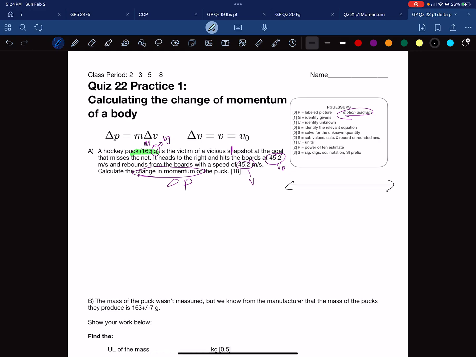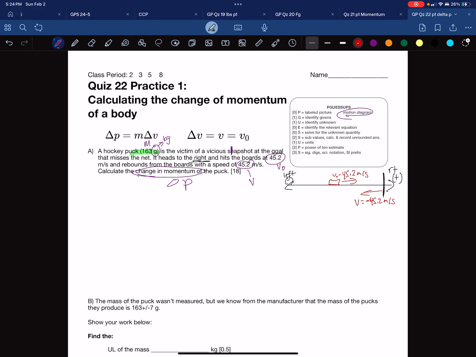And we're told it heads to the right and hits the boards. So the boards are over here. So we've got the right, which is positive, and we've got the left, which is negative. So the puck is moving this way at 45.2 meters per second, and that's the V0. And then it bounces off and heads in this direction, and that's the V, which is also 45.2 meters per second, but it's in the opposite direction, so it's negative 45.2 meters per second.